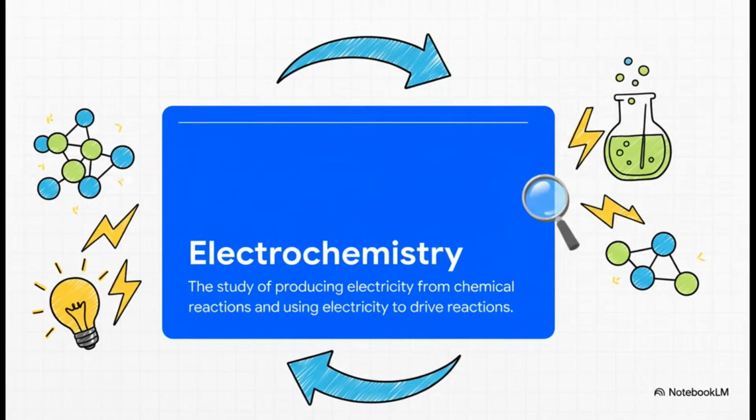And that secret has a name, electrochemistry. The best way to think about it is like a two-way street. On one side of the street, you've got chemical reactions that are literally creating electricity. That's your battery. But then you can go the other way down the street and use electricity to force a chemical reaction to happen. It's this incredible, beautiful dance between chemical energy and electrical energy.